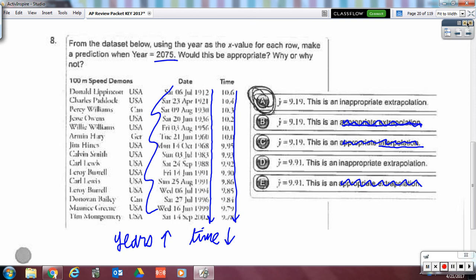So now what remains is inappropriate extrapolation, and we're wondering if the prediction is 9.19 or 9.91. Well, guess what? 9.91 is actually occurring in the data. So if this pattern continues, 9.19 is a more reasonable estimate at 2075. So the answer is A. Okay?